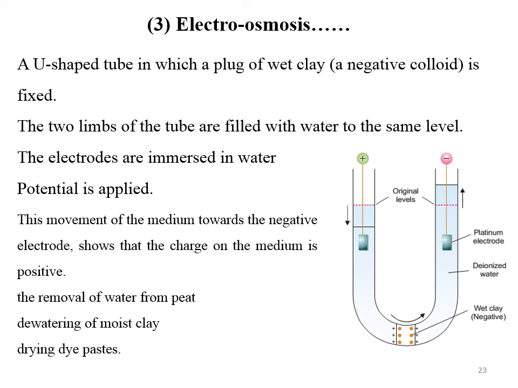It will be observed that the water level rises on the cathode side and falls on the anode side. This movement of the medium towards the negative electrode shows that the charge on the medium is positive. Similarly, for a positively charged colloid, electroosmosis will take place in the reverse direction. Technically, the phenomenon has been applied in the removal of water from peat, in dewatering of moist clay, and in drying dye pastes.